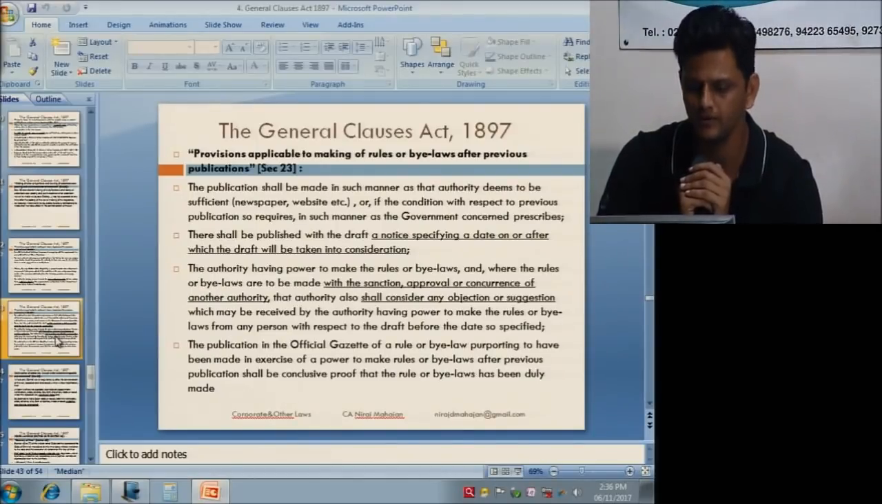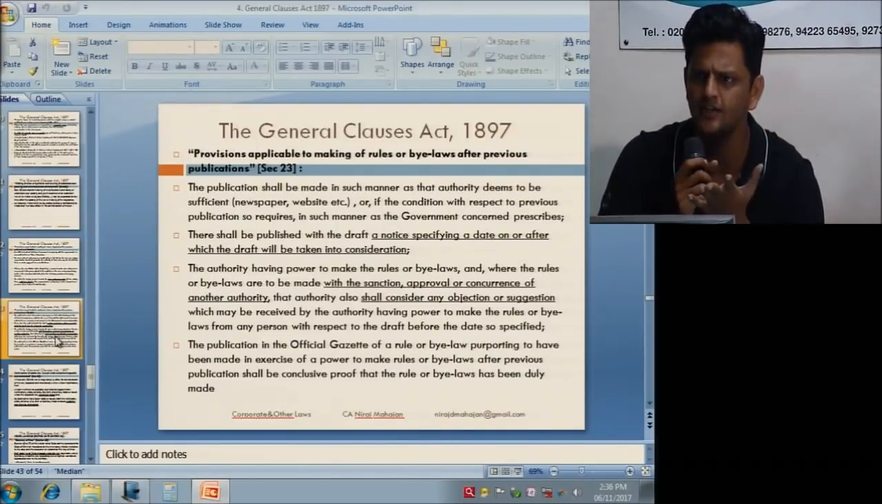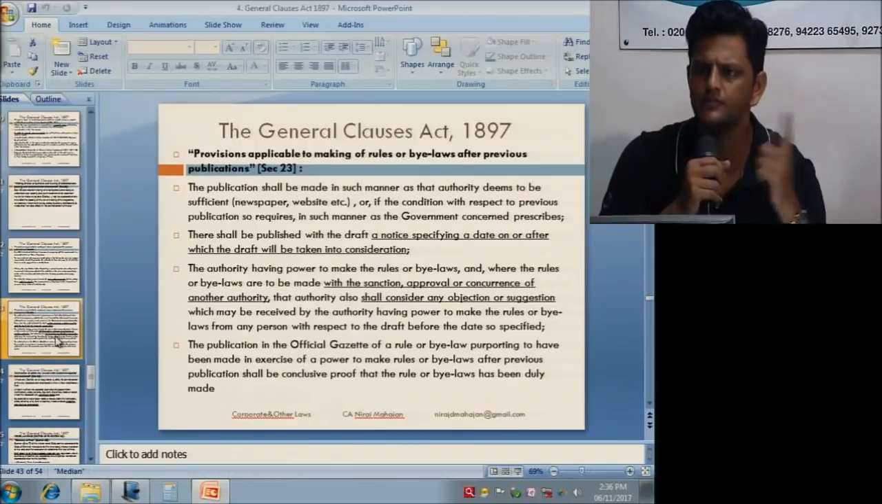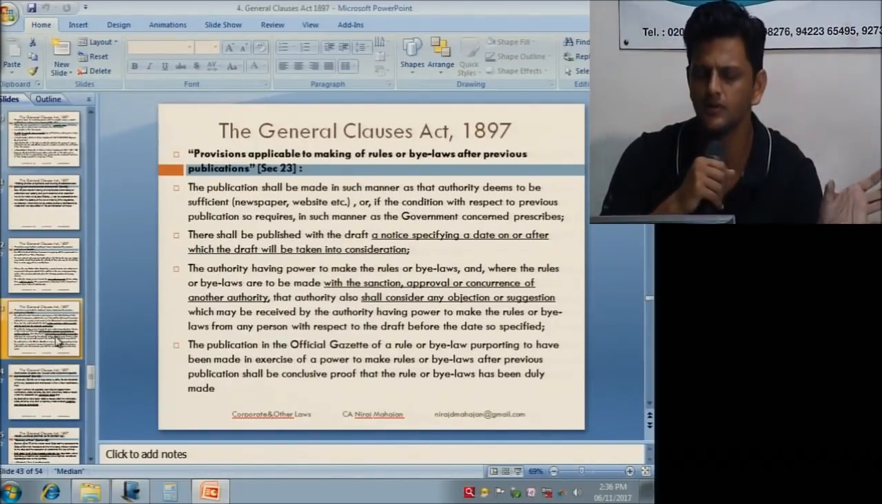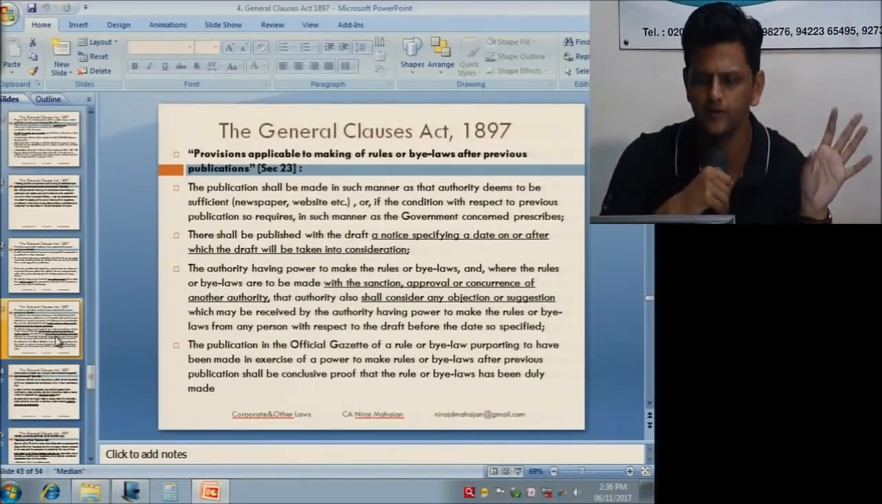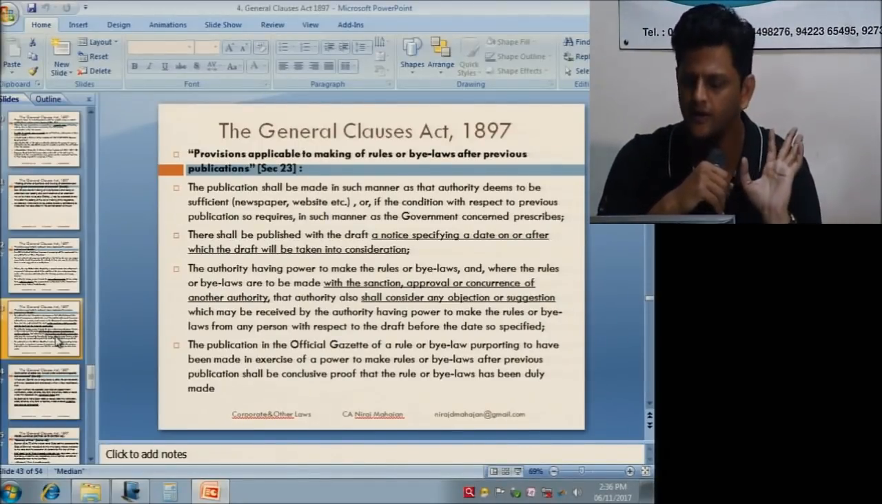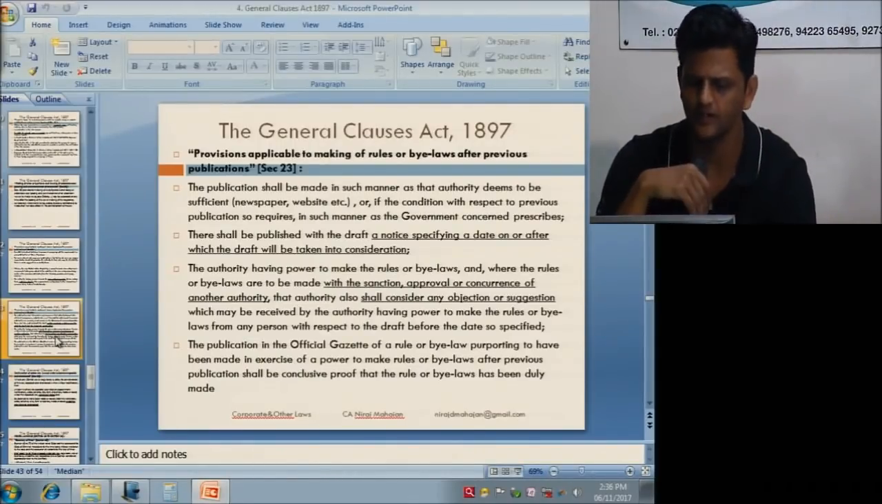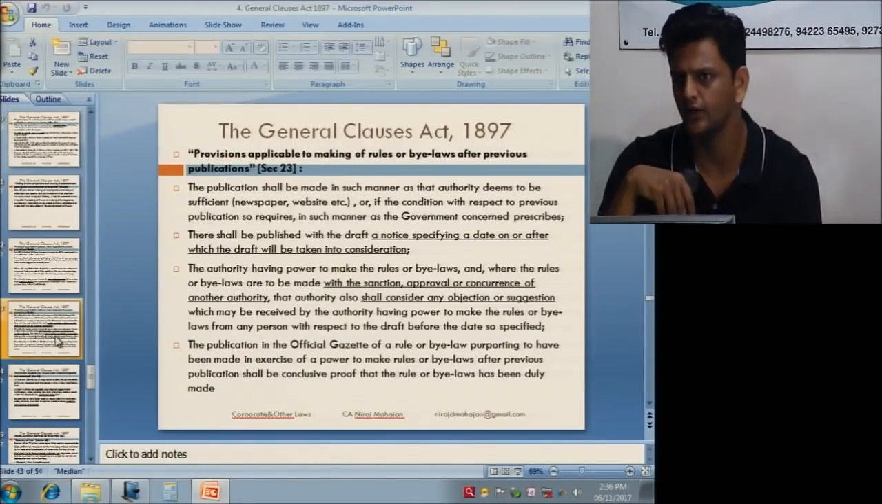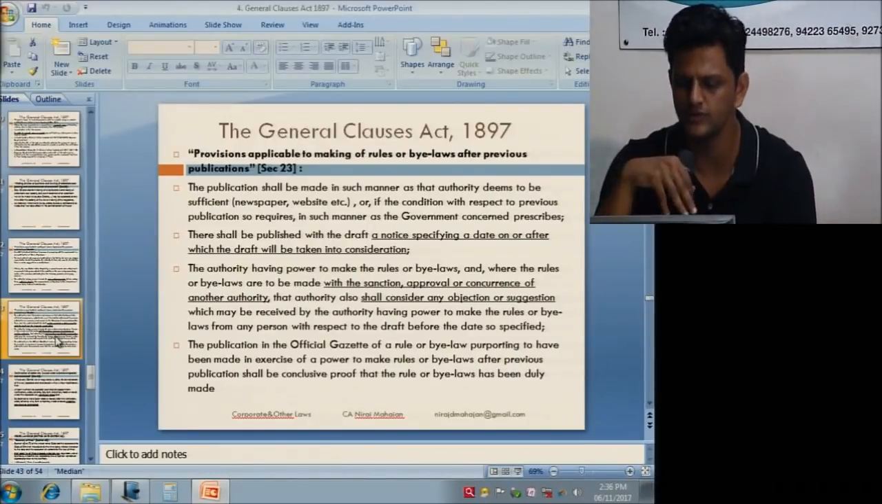Like the example given, it is approved once by Lok Sabha, then by Rajya Sabha and all that. So one authority is confirmed by another authority. That second authority will also take into consideration any comments given by people who are affected by these rules and regulations. And once it is published in the official gazette, it will be conclusive proof that the rules and regulations have been duly made.